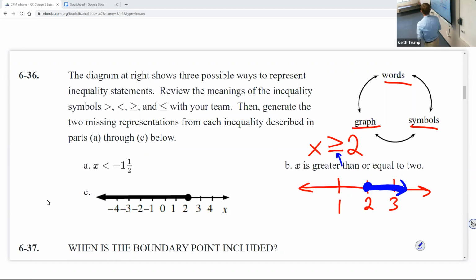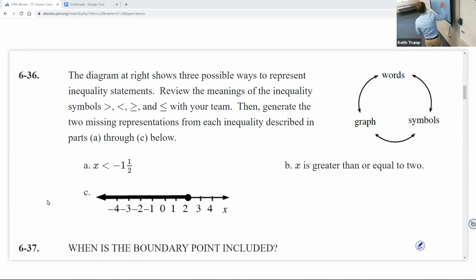Great. Now taking a look at part C. In part C, I already have the graph, but I need the words and the symbols. Well, in this case, for the symbols, I know that I have X and I have 2 because the dot is on the number 2, okay? The dot is closed, so I know I'm going to have an equals to sign underneath the inequality symbol. And then it looks like the X is shaded going this way. So that means that X is going to be less than or equal to 2.